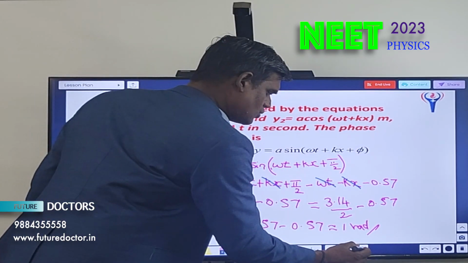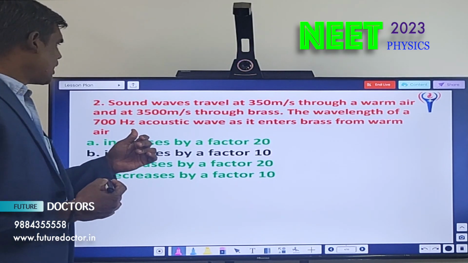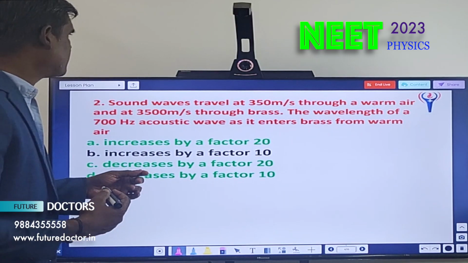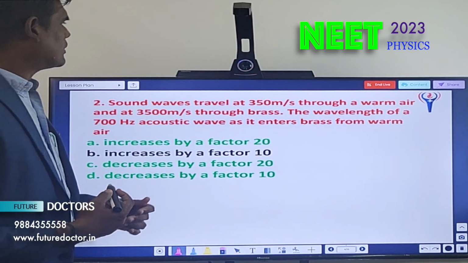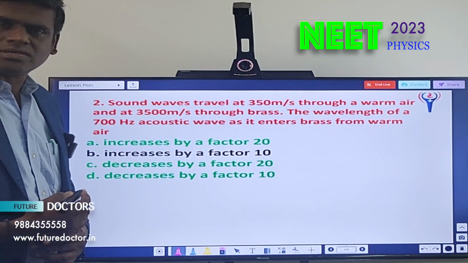Let's move to question number 2. Sound waves travel at 350 meter per second through warm air and 3500 meter per second through brass. The wavelength of 700 Hz acoustic wave as it enters brass from warm air is dash.